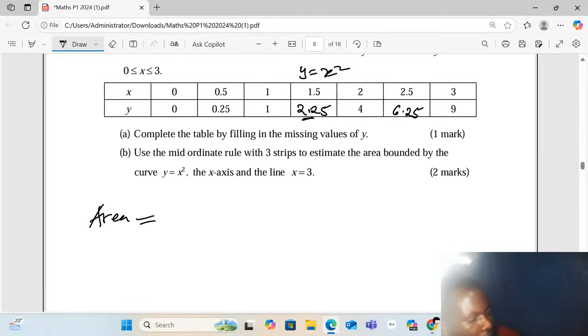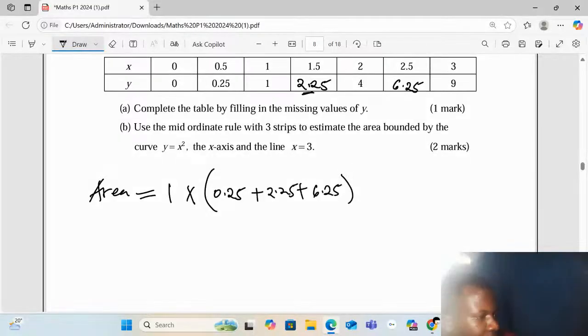Area will be equal to now 1. Then you multiply by the 0.25, the first one. After the 0, we take the value of y to be 0.25. Then they are saying 3 strips bounded by the curve y equals x squared. This is how simple you're going to calculate it.